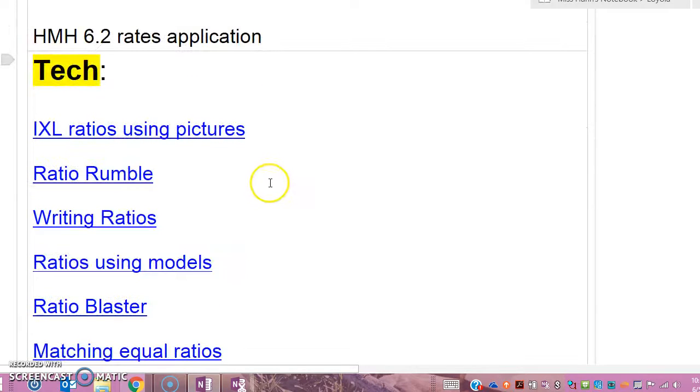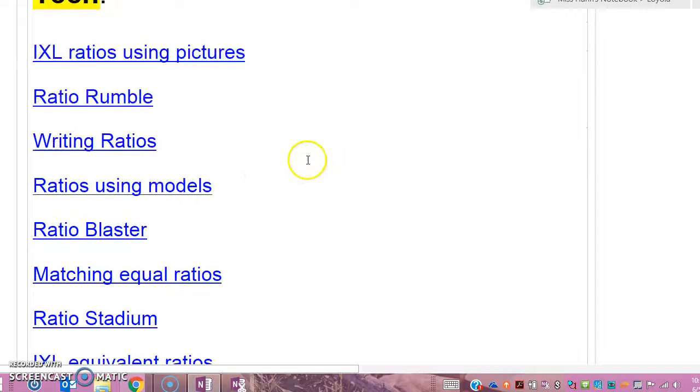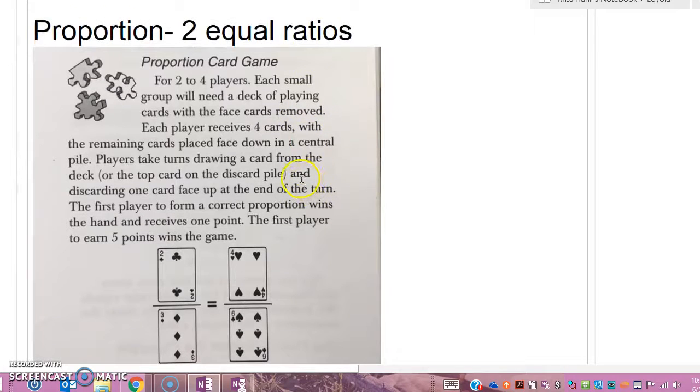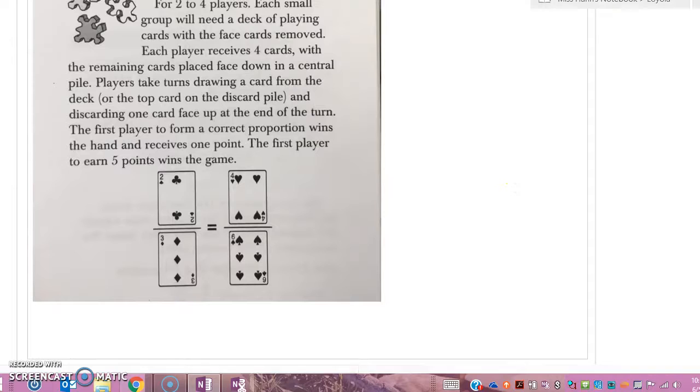In the tech station, there is a bunch of games that deal with ratios. That is the last topic we had talked about, so just making sure that they have the skills for that topic. Last but not least is the practice station. Here's our card game where we will try to make proportions, which is 2 equal ratios. The directions are right here and allow students to play the game and get feedback from their peers.